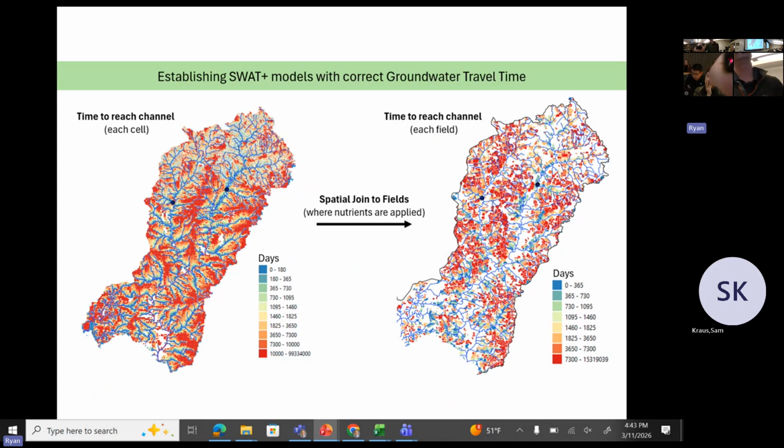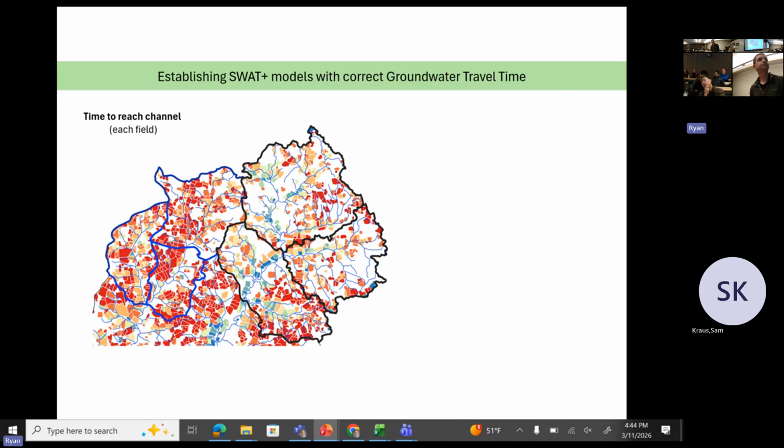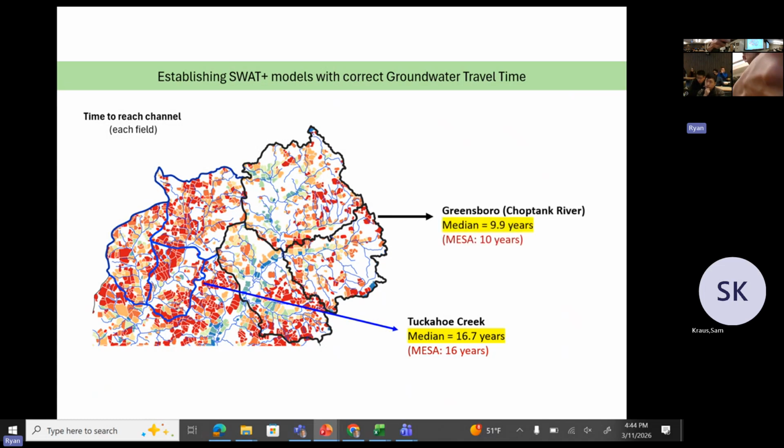And then again, same scale here, or a little bit different scale, but blue is 1 year, 2 years, 3 years, 4 and 5 years. And now for this Choptank or Greensboro watershed here, we can take the average of those, make sure it relates to the tracer data from the field for Tuckahoe here. And what we're finding is Tuckahoe, our median value is 17 years. You know, I think I got those switched on the previous slide. So the Tuckahoe was 17 years or 16 years, and this one was 10 or 11 years. Sorry about that. But what we're showing is in yellow, this is what the model's giving, and this is what the tracer data is giving.